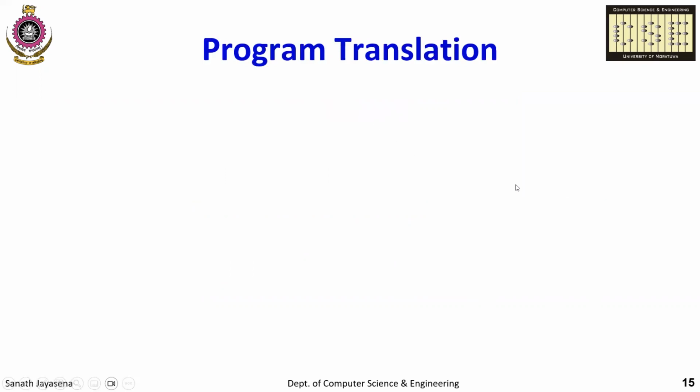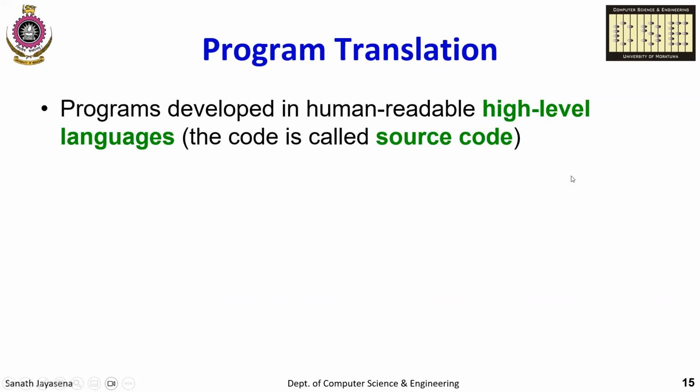Right, so let's try to understand program translation. Now, programs are developed in what we call high-level languages. These are human-readable languages. So why do we do that? Was that the case all along? Actually, no. In the very beginning, the earliest days of computers, they were programmed using machine code in a very low-level manner. That was very difficult, challenging, error-prone, right?